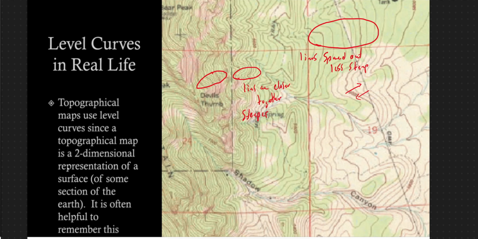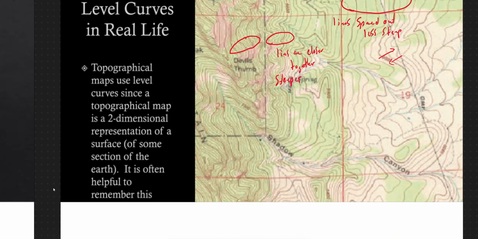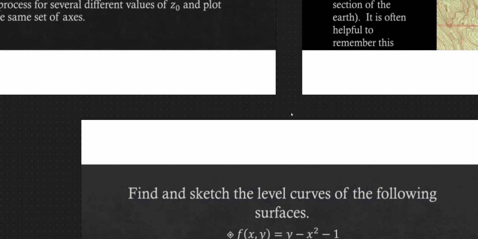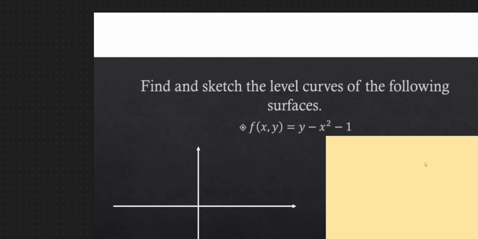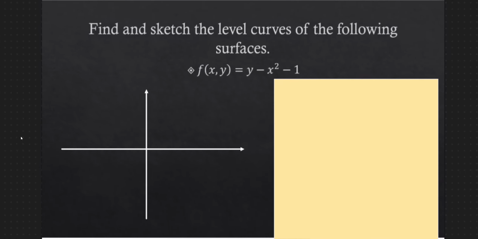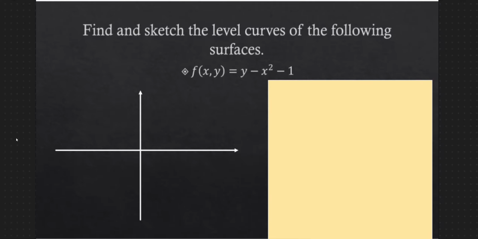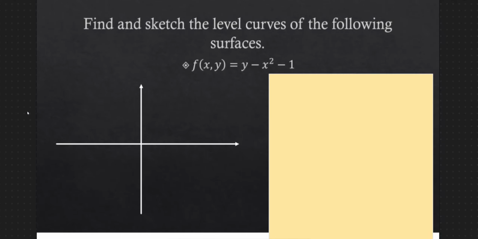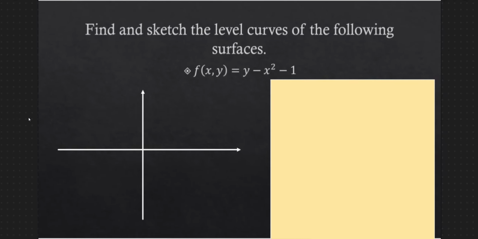So think topographical map. That's really what we're doing here. The whole idea is to take a three-dimensional object and consider a bunch of two-dimensional slices of it, similar to what we did with quadric surfaces and the traces. We understand a three-dimensional object through a collection of two-dimensional objects. So in this video, we're going to do one example. Like I said, we'll have more examples of this in later videos. I don't want to make this one too long.